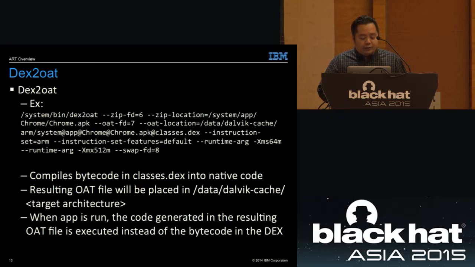The dex2oat tool receives several parameters, including the location of the file or application you want to compile, and then the output location, which is normally placed in the data Dalvik cache / target architecture, where the folder name is the target architecture. For ARM, it's ARM, and for x86, the folder name will be x86. So after the ahead of time compilation is done, whenever your app is run, the code generated in the resulting oat file is executed instead of the bytecode in your dex file.